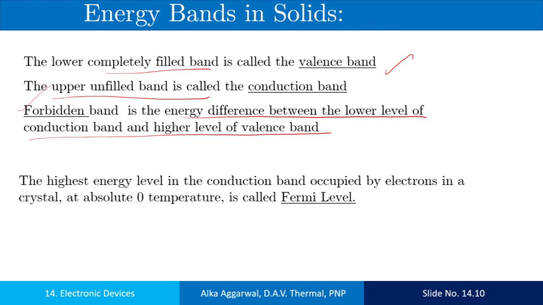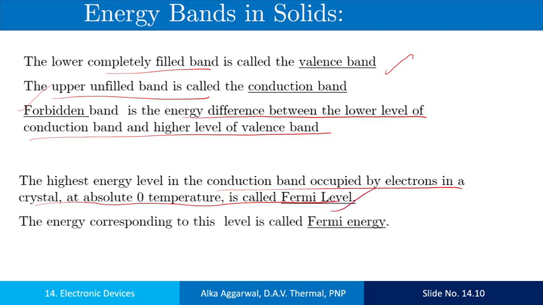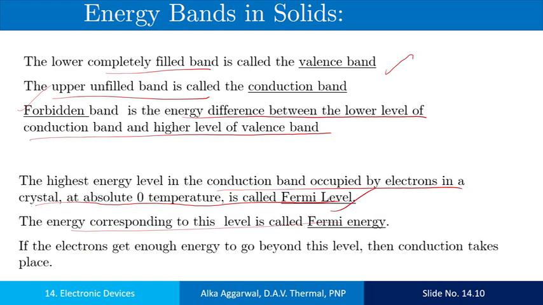The highest energy level in the conduction band occupied by the electrons at absolute zero temperature is called the Fermi level, and the energy corresponding to this level is called Fermi energy. If the electrons get enough energy to go beyond this level, then the conduction takes place.